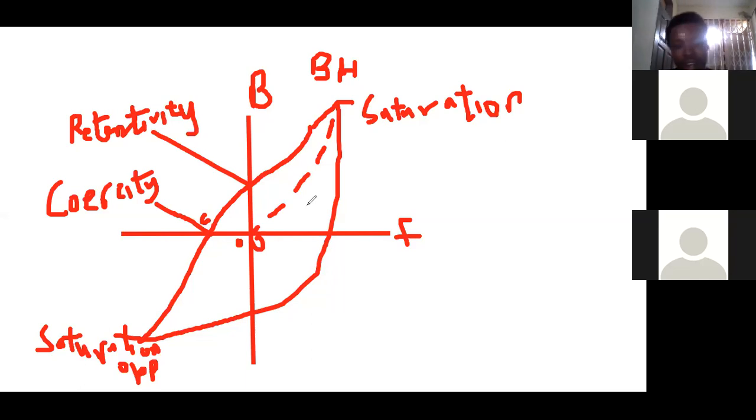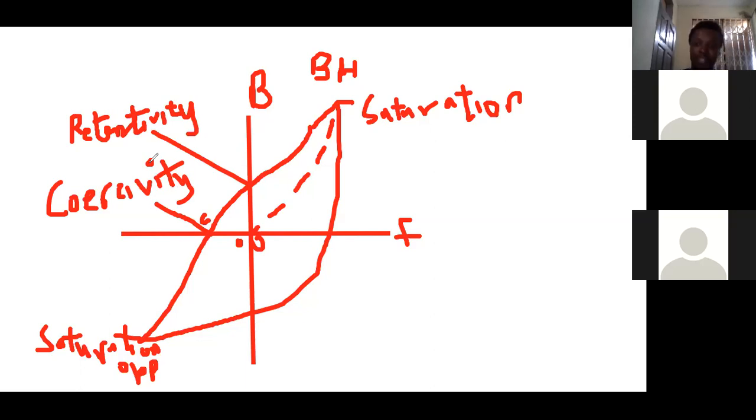Please, the spelling of coercivity. C-O-E-R-C-I-V-I-T-Y. That's how it's supposed to be. Sorry, I'm pronouncing it, but I'm spelling it wrong. Coercivity. Thank you.